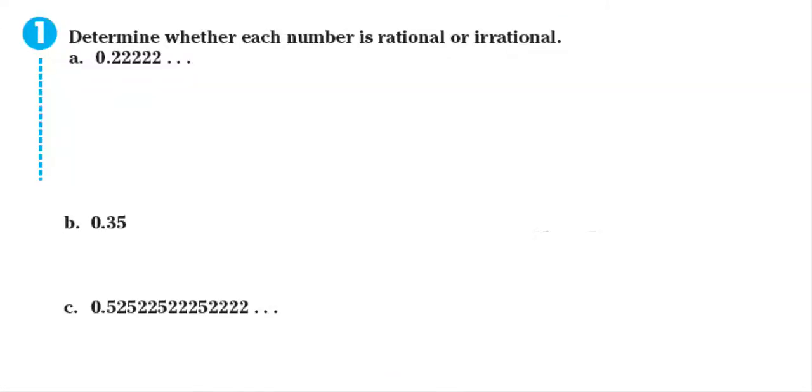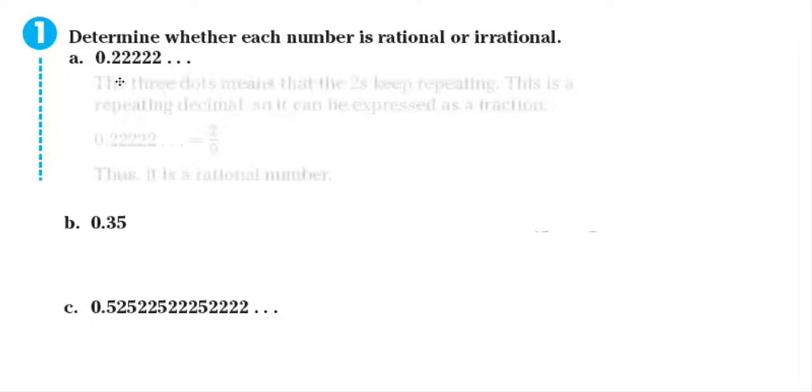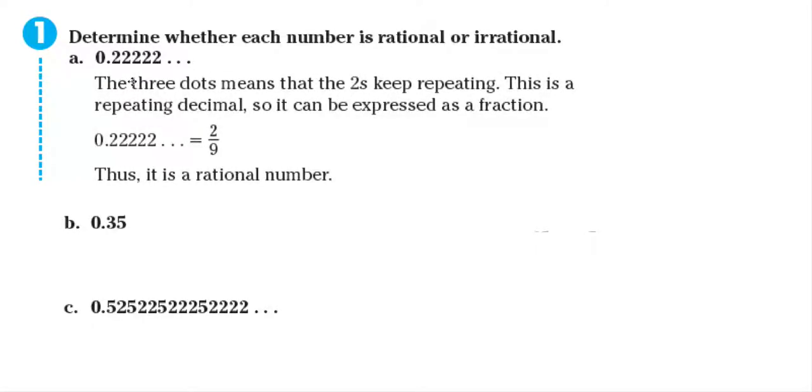Now let's look at example number 1. Let's determine whether each number is rational or irrational. If you notice 0.222..., there is a pattern. The number 2 repeats, so the three dots mean that 2's keep repeating. This is a repeating decimal.